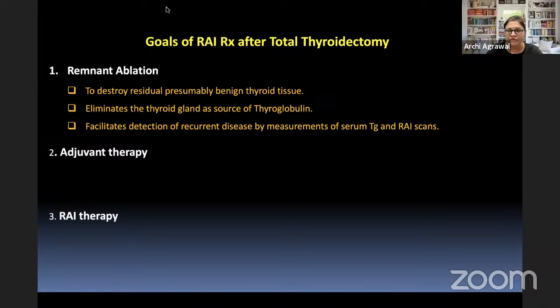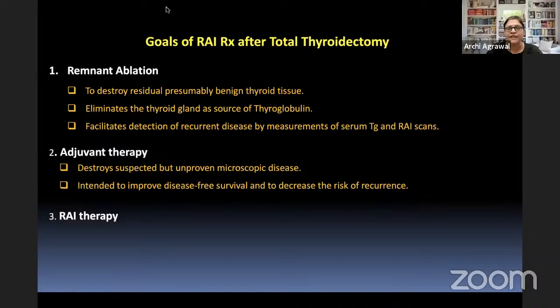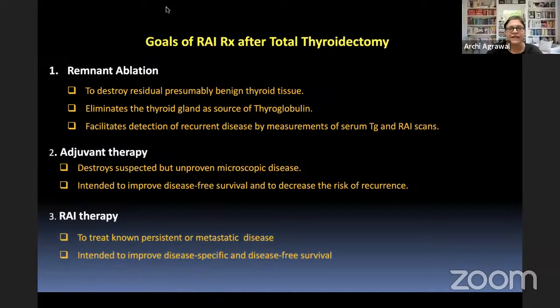Coming to the second point, which is adjuvant therapy. Here, this will destroy suspected but unproven microscopic disease, and it is intended to improve disease-free survival and also will decrease the risk of recurrence. And RAI therapy, now this mainly concerns persistent or metastatic disease, and this is given to improve disease-specific as well as disease-free survival.